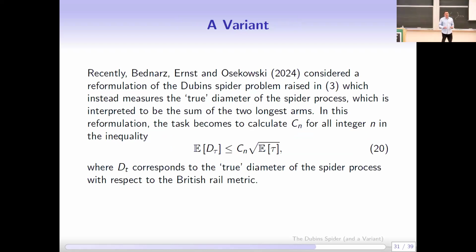Instead of keeping track of the n arms, keep track of the 2 longest arms. If you run into so much problem with having 3 in this state space, surely if you keep track of the 2 longest arms, you will not run into the problem that we ran into before. And so in 2024, we considered a reformulation of the Dubins Spider problem, where the task becomes to calculate Cn for all n in this inequality, where d tau corresponds to the true diameter of the spider process. And the diameter corresponds to the 2 rays at a time that are longest.